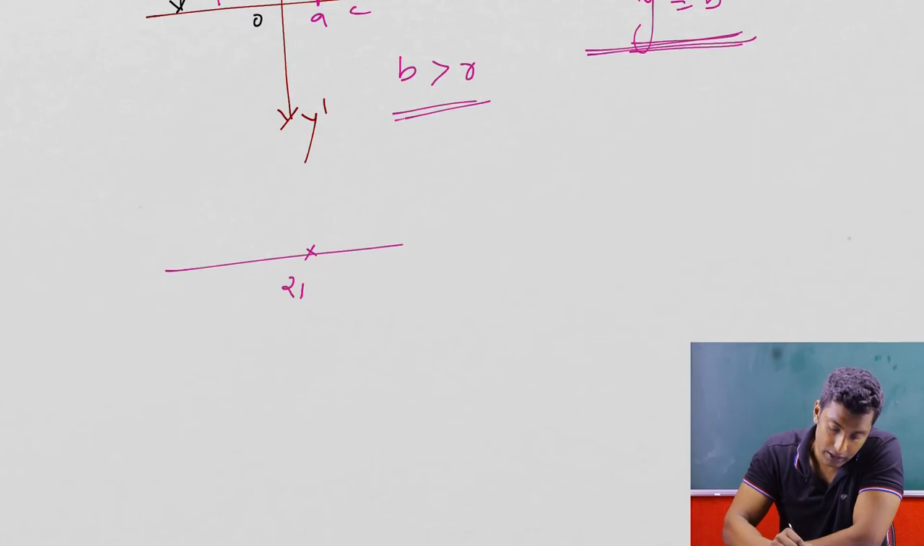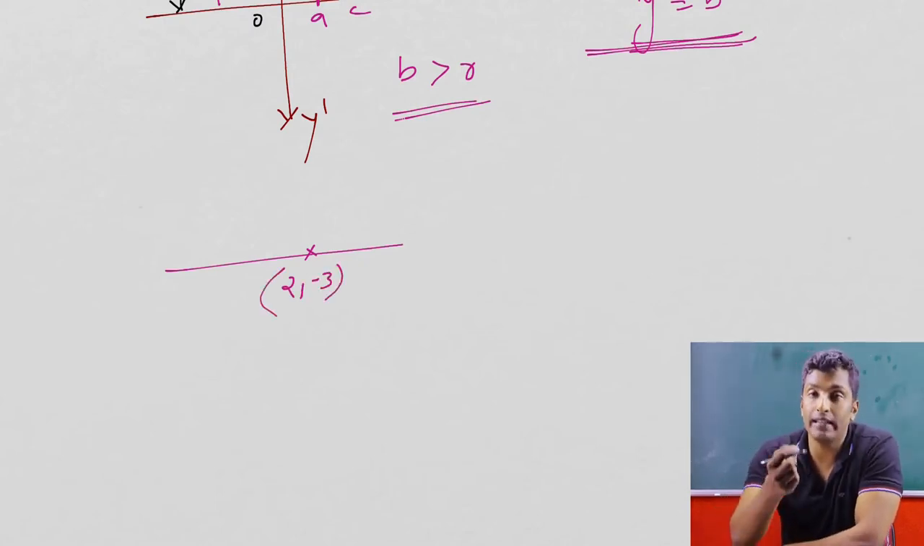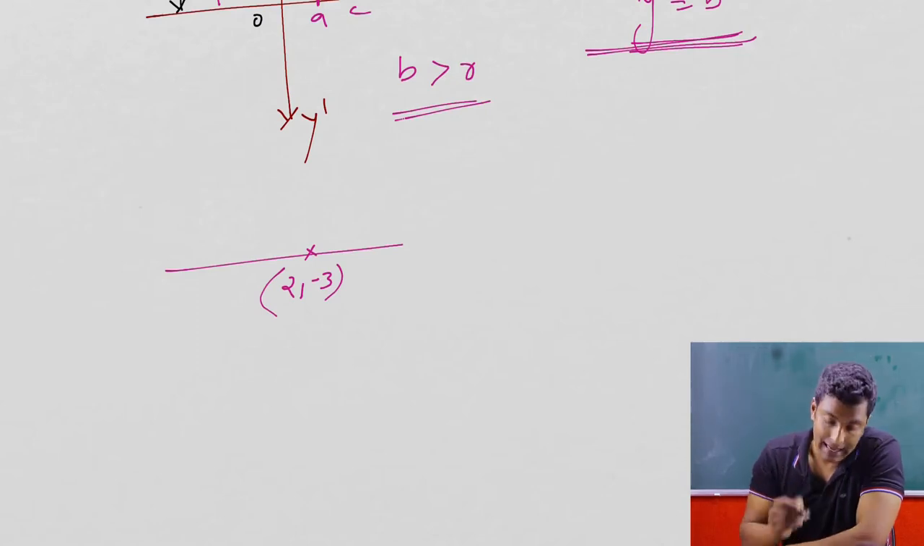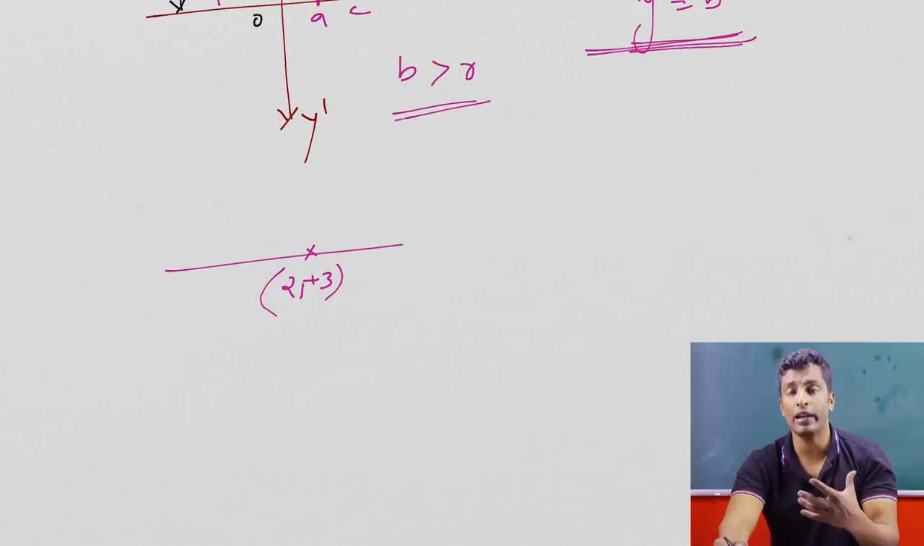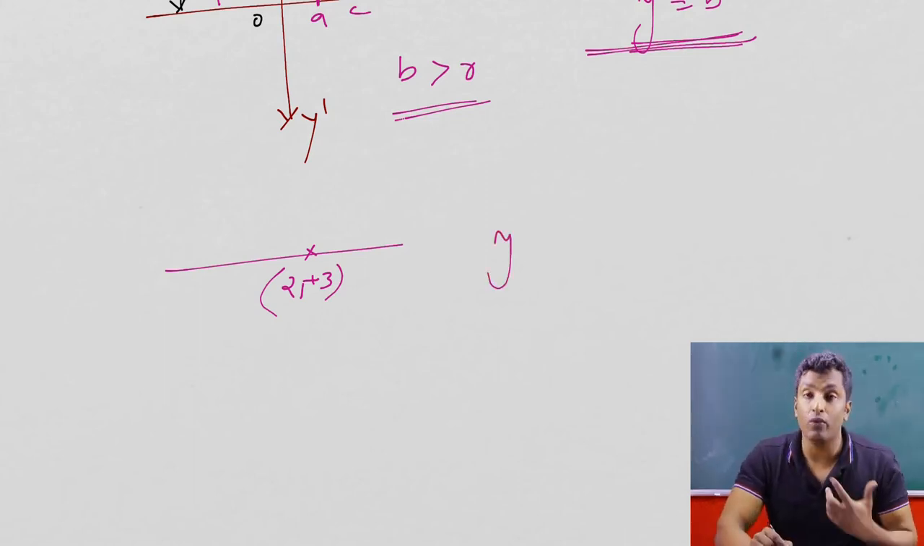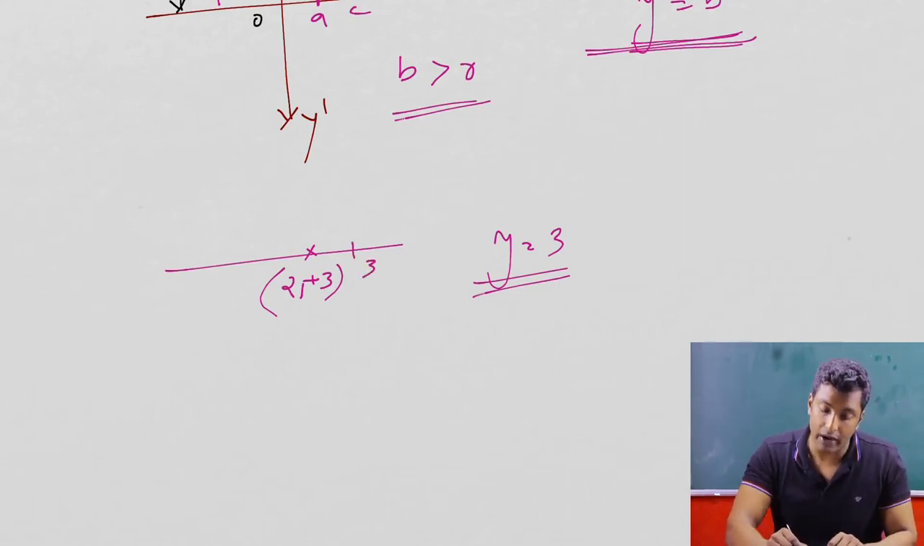Okay, let me tell you, this is 2 and -3. So what does this mean? I told you already this is a line parallel to the x-axis. If I put this as +3, -3, I'll discuss next. You clearly understood the equation of this line is y equal to b, y equal to 3 here, because for any point you take, the y coordinate will be 3.